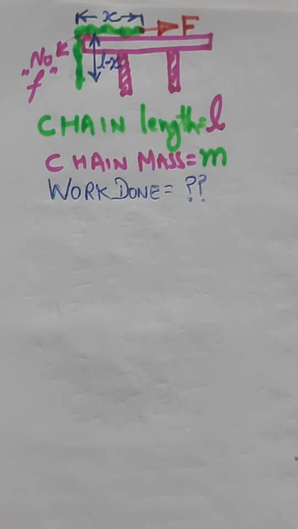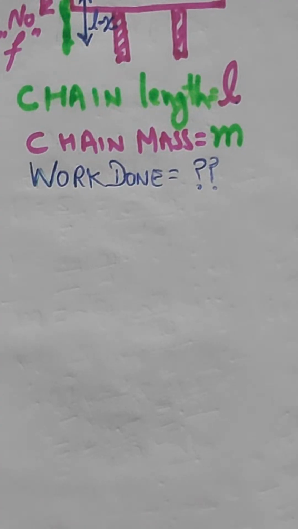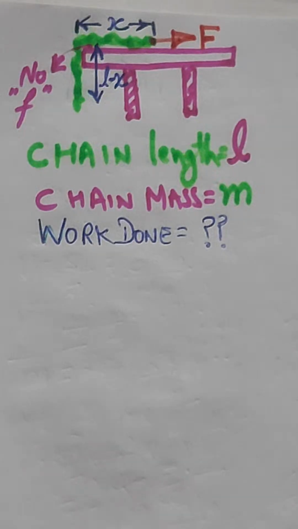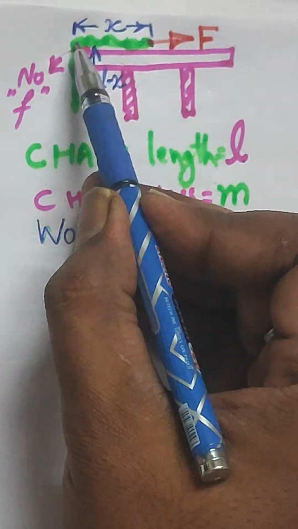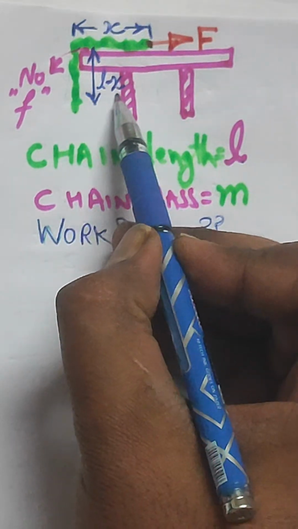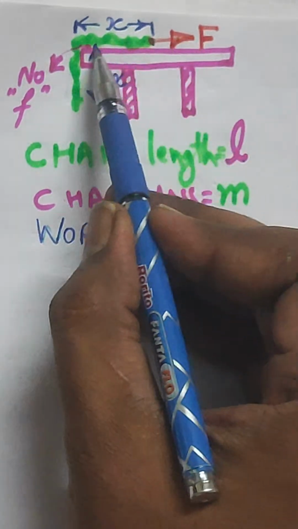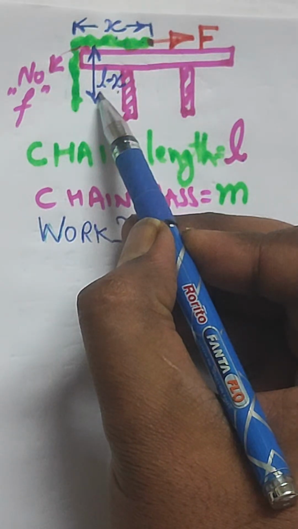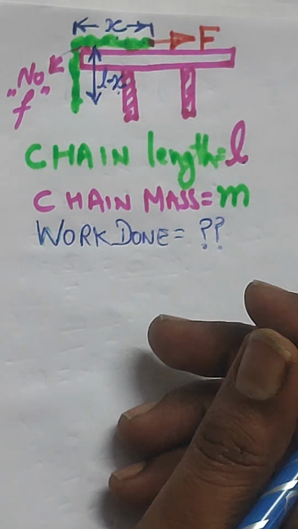Okay, so the two portions will be there. Let me zoom a little. Here you can see the section of the chain which is lying on the table is x and which is hanging over here is L minus x, right? So the force required to pull the chain will vary with the distance. So we have assumed this x and L minus x, and it is equal to the weight of the fraction of the chain, right?